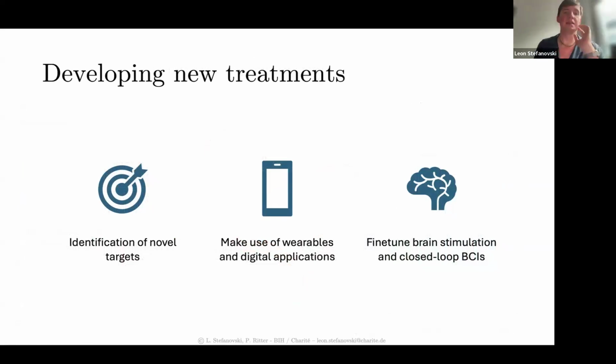So, in summary, we can use all this research to identify new treatments, for example, by finding new targets, but also by improving brain stimulations. We can even go towards closed loop brain-computer interfaces or wearables, and these are all areas that can benefit from being in touch with computational neuroscience and whole brain modeling.